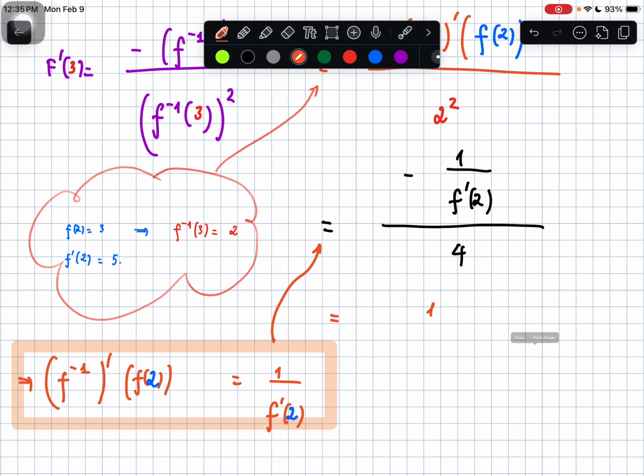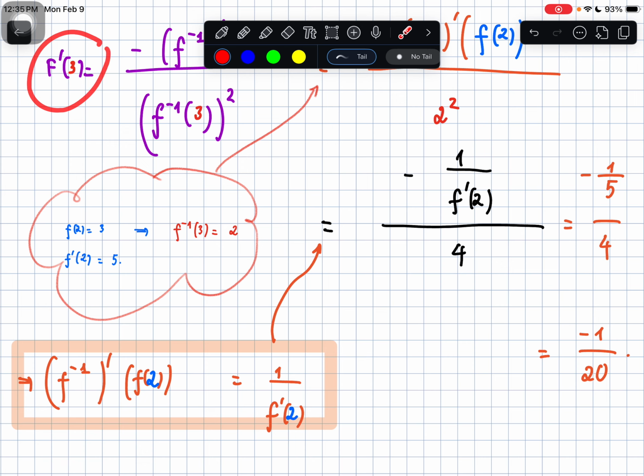So minus 1 over 5, divided by 4. So it is minus 1 over 20. This is the answer: f prime of 3 is minus 1 over 20.